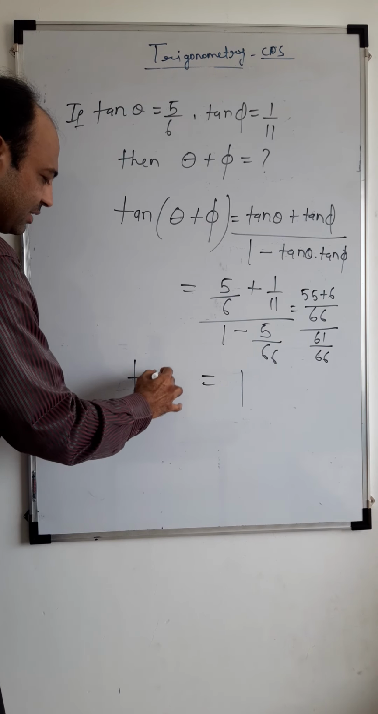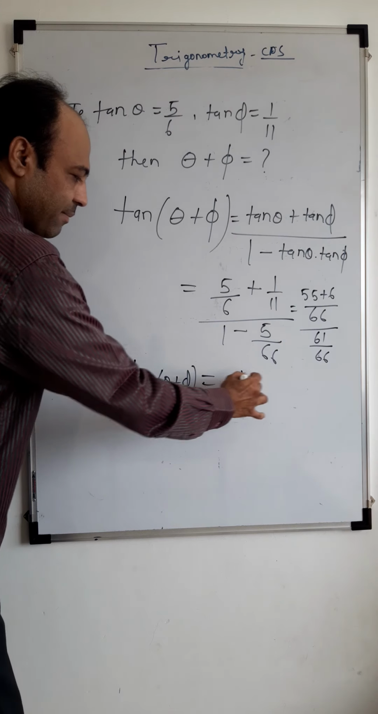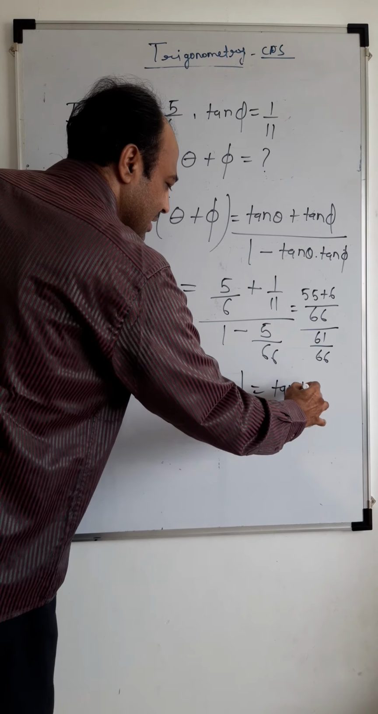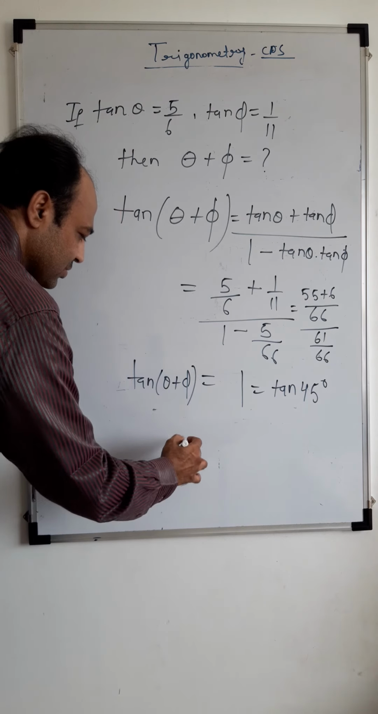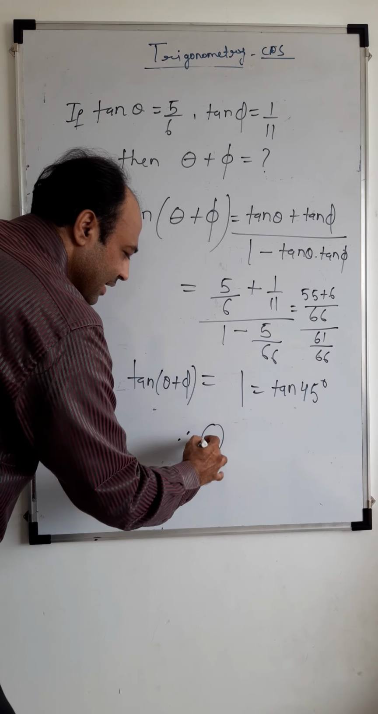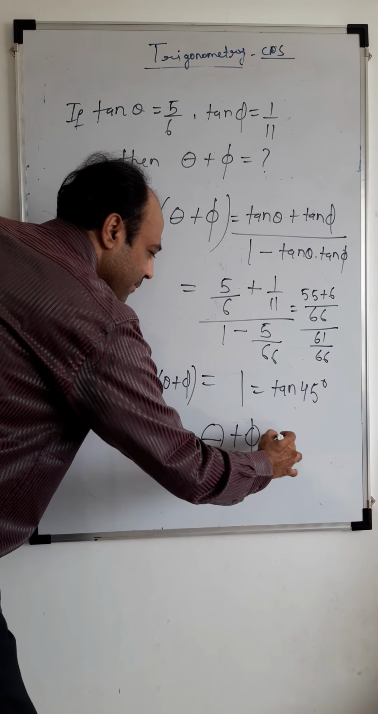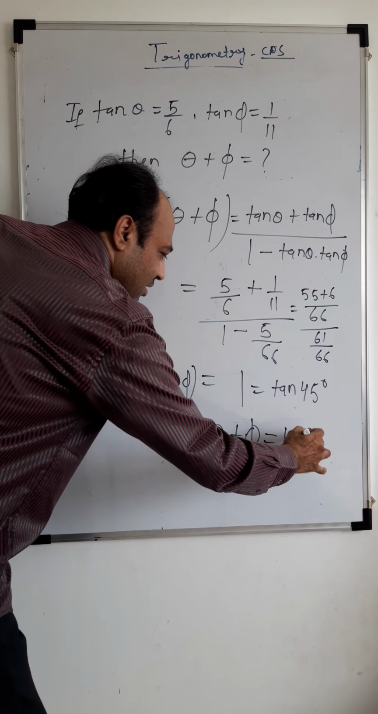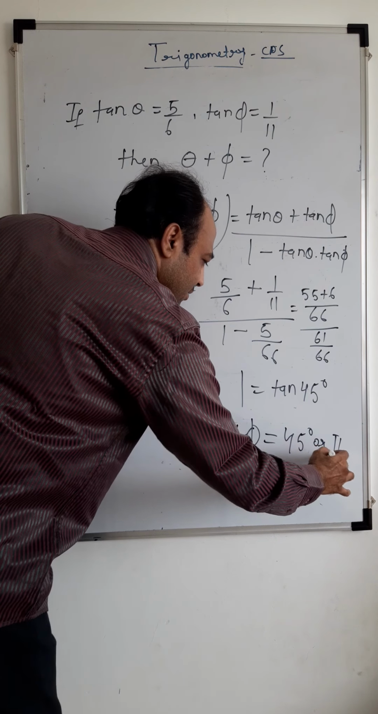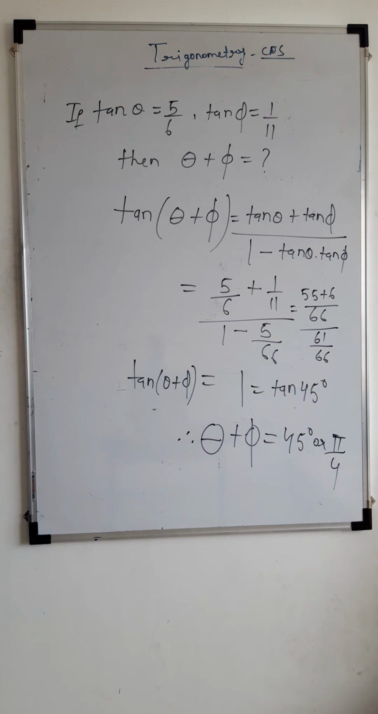So tan theta plus phi came 1, and 1 is written as tan 45 degree. So what will happen? Tan gets cancelled. So theta plus phi is 45 degree or pi by 4. Fine. So if you have tan theta and tan phi, you can get the value of theta plus phi, which came 45 degree with the help of tan theta plus phi.